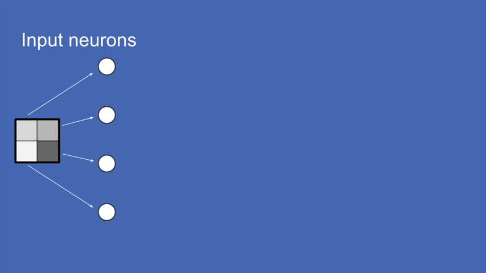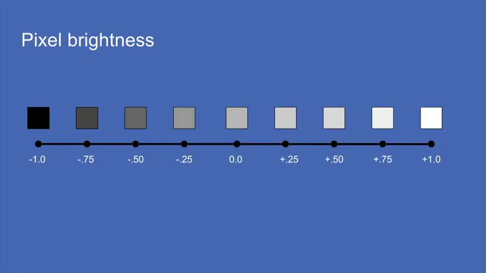So to do this with the neural network, you start by taking all of your inputs, in this case our 4 pixels, and you break them out into input neurons. And you assign a number to each of these depending on the brightness or darkness of the pixel. +1 is all the way white, -1 is all the way black, and then gray is 0, right in the middle.